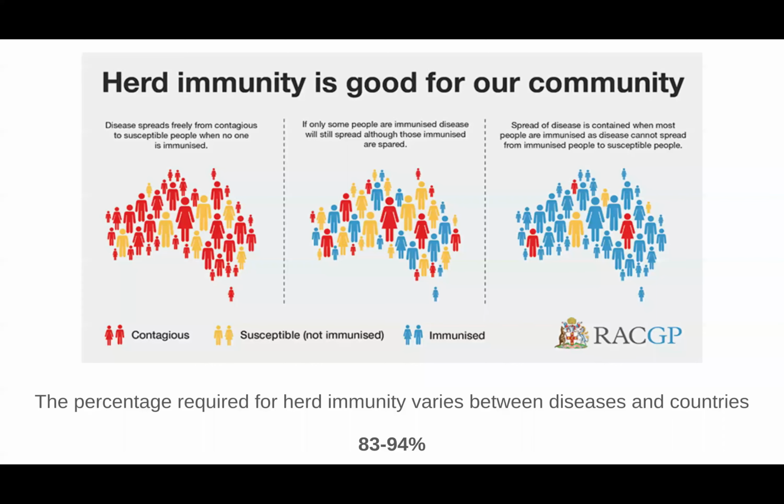The percentage for herd immunity varies between different countries and different diseases, but typically ranges between 83 to 94% of a given population. Some diseases like measles require about 92%, simply because measles is incredibly infectious. Other diseases require less. What that number is going to be for coronavirus, we have no idea. But given how infectious coronavirus is, it's probably going to be high in the 90s.